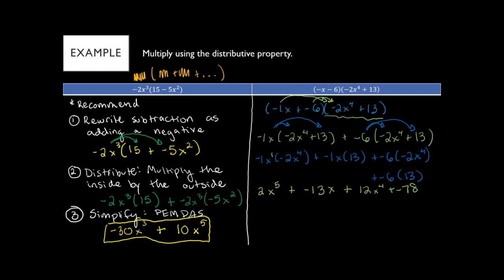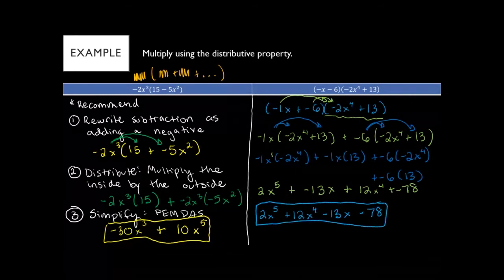So then you look to see if there's any like terms that you can add together. They have to have the same variable and the same exponent. So we don't have any like terms here. But what we do is usually we write it from the highest exponent to the lowest exponent. So we might rewrite this as 2x to the fifth plus 12x to the fourth minus 13x minus 78 as your final answer. And that is what we call standard form.